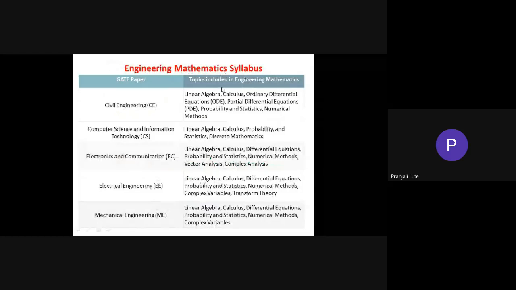This is the overall engineering mathematics syllabus. This is branch-wise topics for engineering mathematics. First one is civil engineering. Civil engineering is having these topics. Computer science and information technology is having these topics. Electronics and communication, electrical engineering, and mechanical engineering. This is the overall syllabus of GATE examination for engineering mathematics.